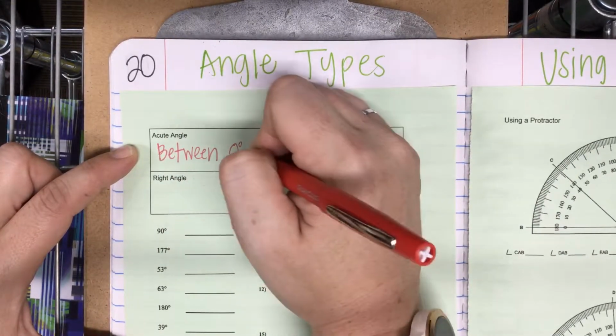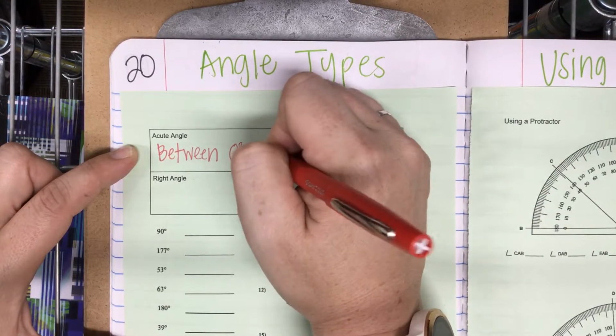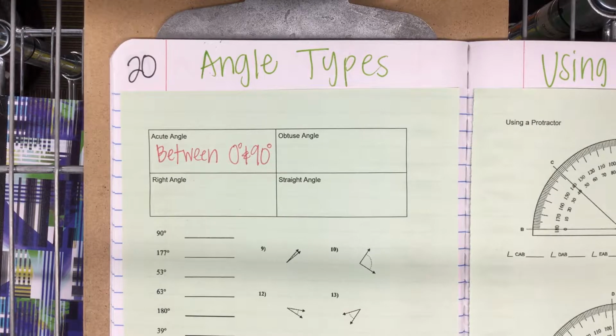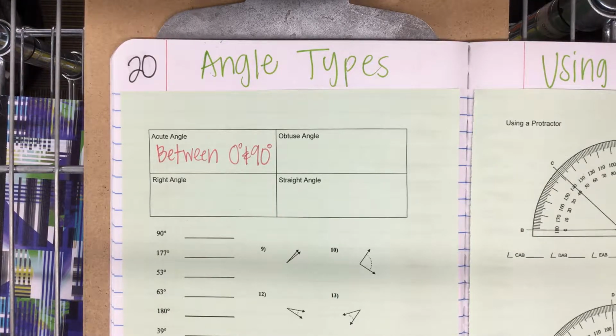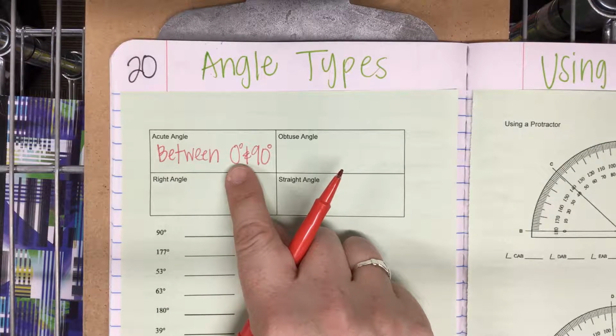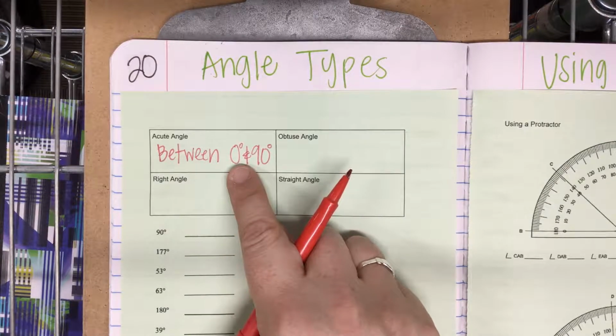0 degrees and 90 degrees. It does not include 90 degrees. It includes 89.9999999, but it does not include 90. It does not include 0. It includes 0.001.